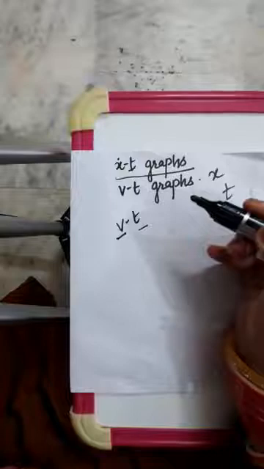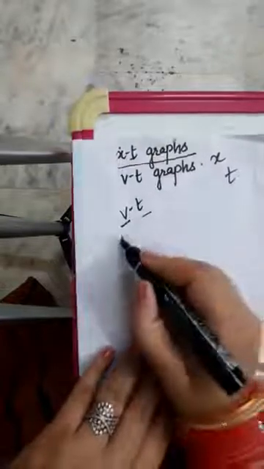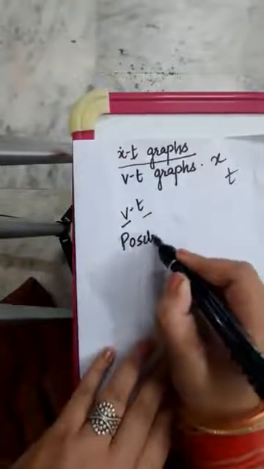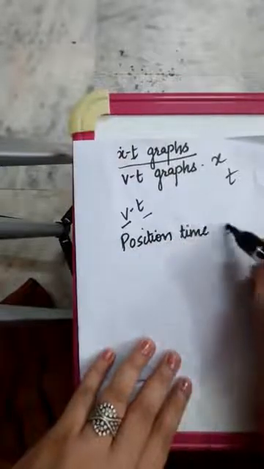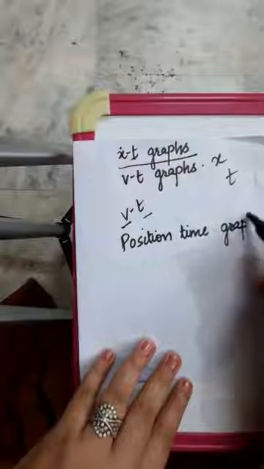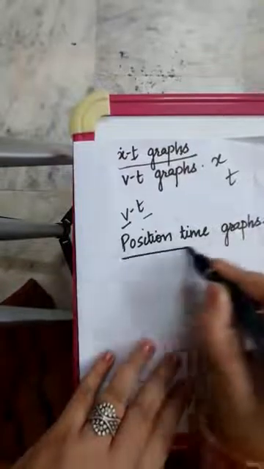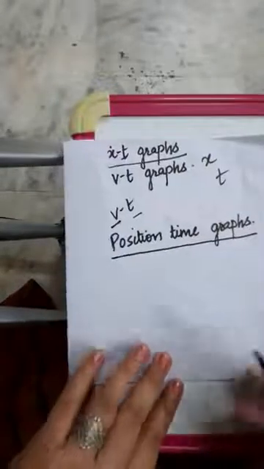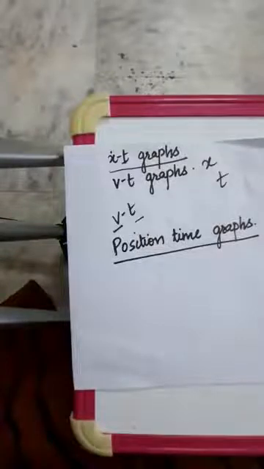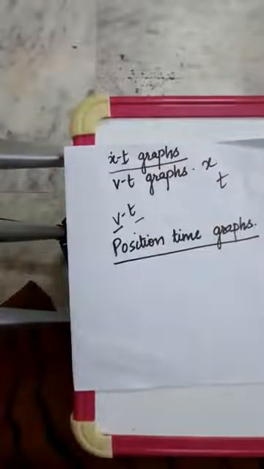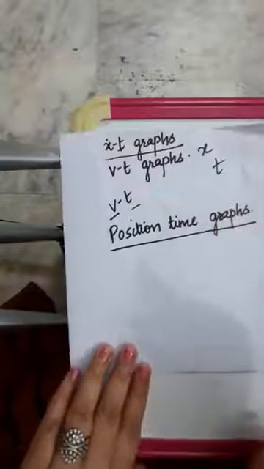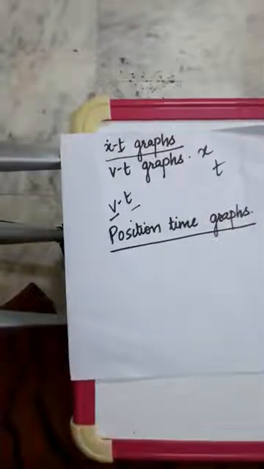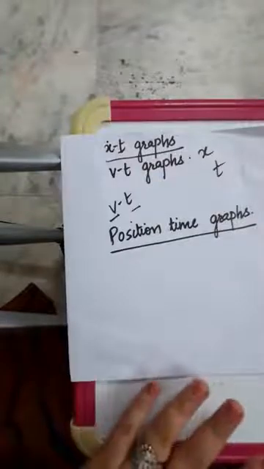Okay, so we'll be discussing them one by one. First of all, we will be discussing position time graphs. You have studied about position time graphs in class 9th also. So we will just be discussing the types of graphs for a particular situation. Okay, and we have to represent the situations as well. I'm giving you one example.